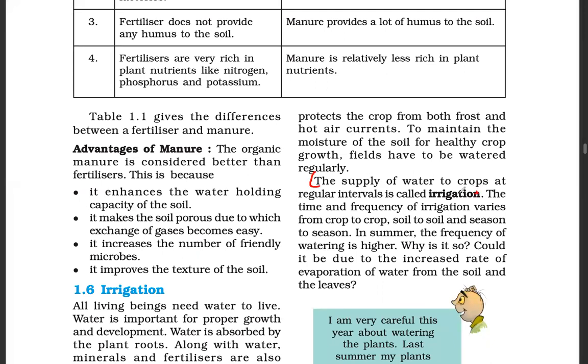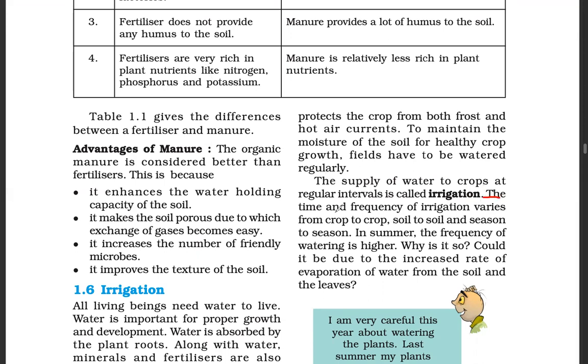What is called irrigation? The supply of water to the crop at regular intervals is called irrigation. It's a simple definition. Literally guys, it's simple. And if you make a mistake in this question, then I don't know why you are making mistakes. You should know it.